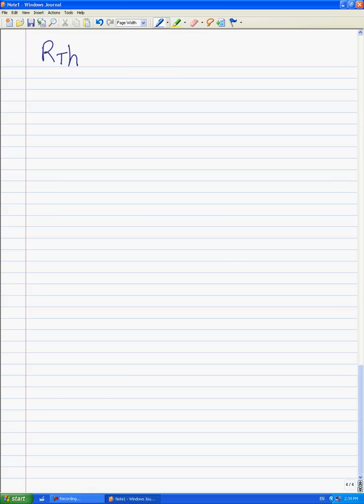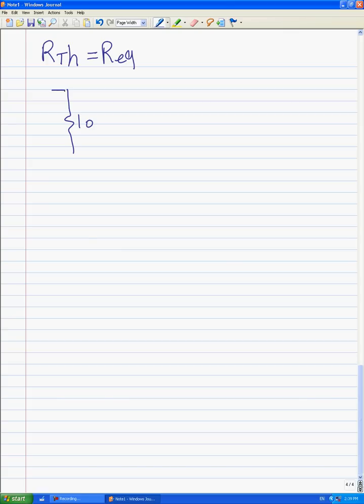This is the second part of this question. For RTH, or equivalent resistance, we should change all of the voltage sources to short circuits and all of the current sources to open circuits. The circuit should be simplified like this.